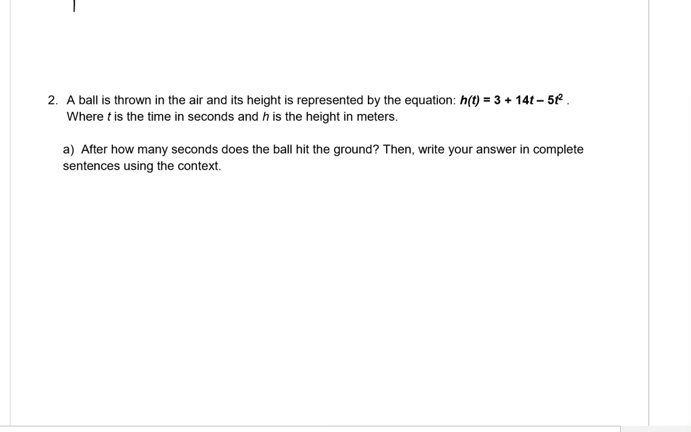A ball is thrown in the air and its height is represented by this equation, where t is the time in seconds and h is the height in meters. After how many seconds does the ball hit the ground? Then write your answer in a complete sentence using the context. Okay, so we're in meters this time. That's why I've got that negative 5. Well, that's rounded.